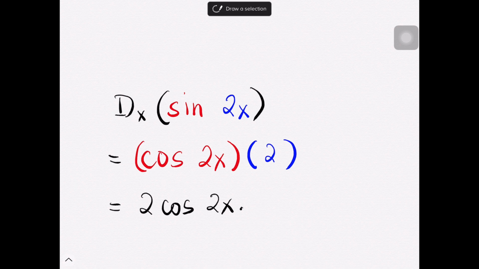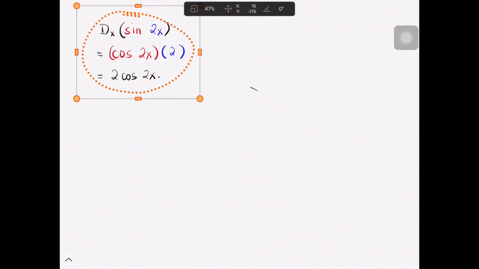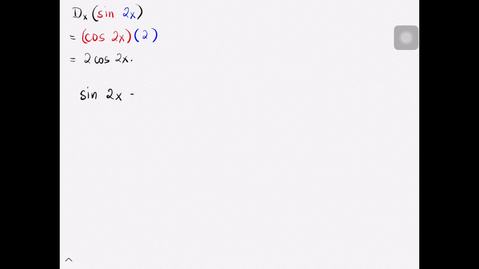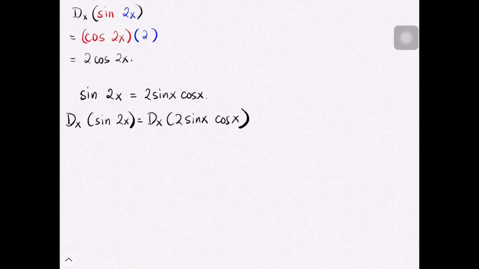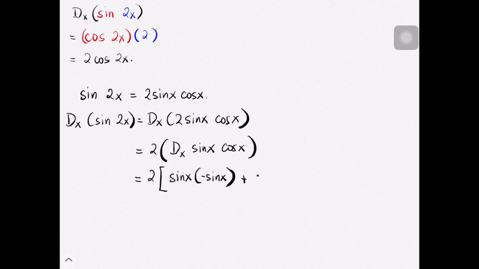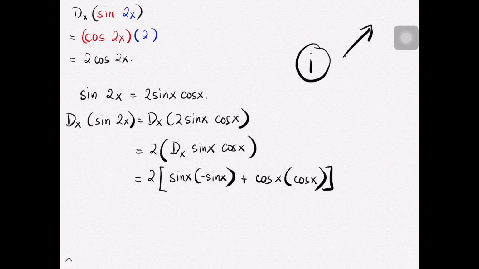To check if our answer is correct, let's have another way of getting the derivative of sine 2x. Using the double angle formula, sine 2x is the same thing as 2 sine x cos x. So getting the derivative of sine 2x is the same thing as getting the derivative of 2 sine x cos x. Using constant multiple rule, this would now be 2 times the derivative of the product of sine x cos x. So for the derivative of sine x cos x, using product rule, this would now be sine x times the derivative of cosine x, which is negative sine x, plus cosine x times the derivative of sine x, which is cosine x. If you want to be reviewed on how to do product rule, just click that suggested video about differentiation rules.